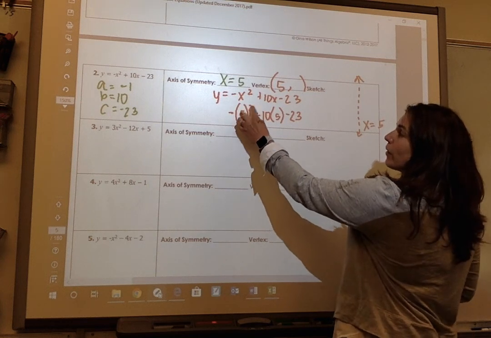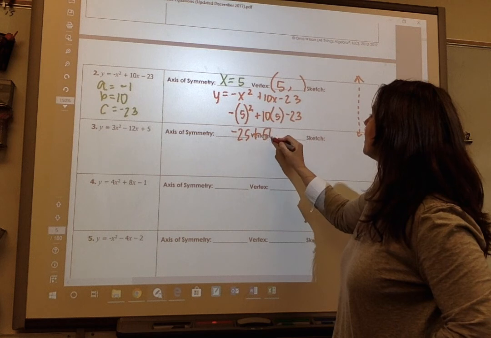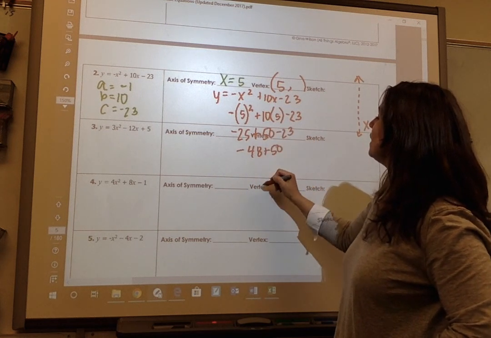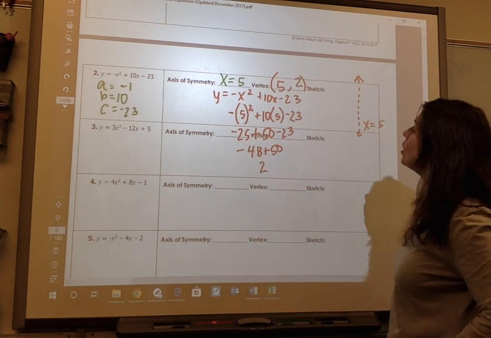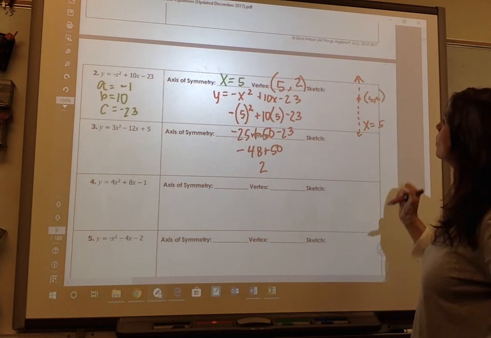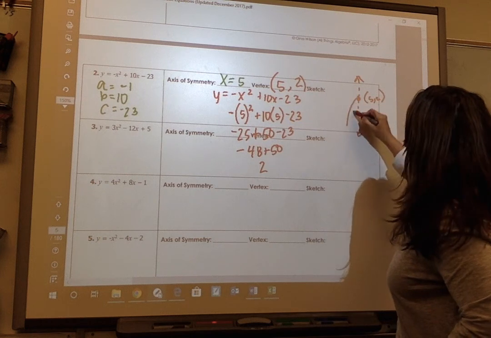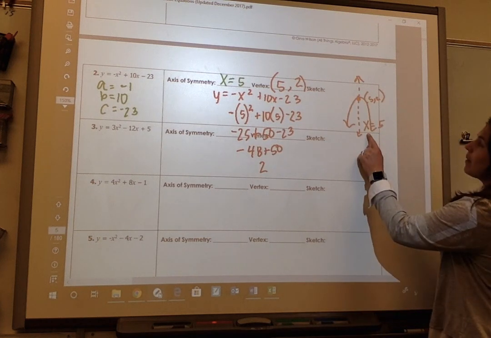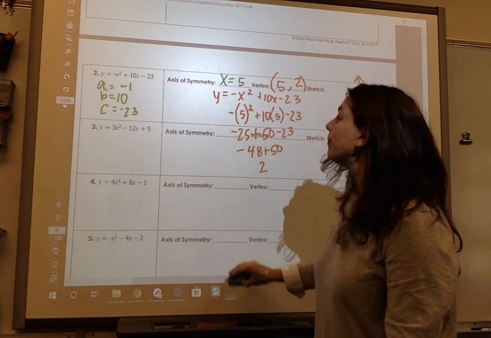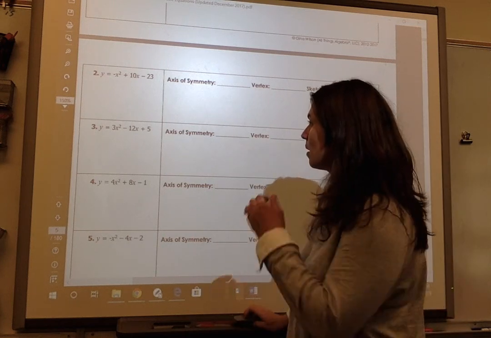So now I square it. 5 squared is 25, but bring that negative down. Plus 50 minus 23. So that's negative 25 plus 50, minus 23, which gives me a positive 2. So my vertex is 5, 2, and I'm going to label that 5, 2. And I know my parabola opens down because it's negative. So all I'm doing on my sketch is labeling my axis of symmetry, labeling my vertex, and which way that parabola goes, up or down, okay? All right.